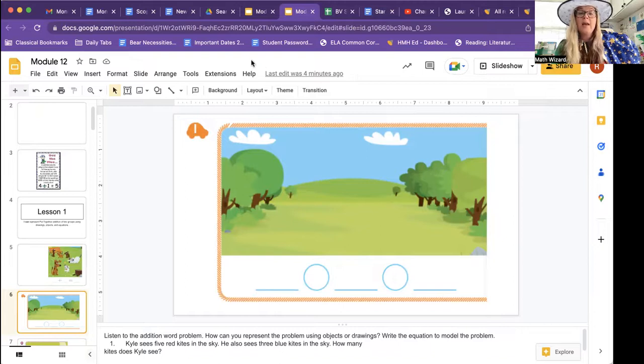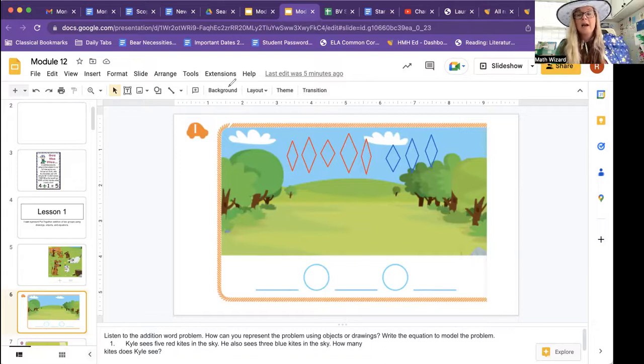Well, let's go ahead and draw a picture to help us with this. All right. So he sees 5 red kites. So I'm going to do 5 red kites. 1, 2, 3, 4, 5. 5 red kites. He also sees 3 blue kites. 1, 2, 3. How many kites does he see in all?